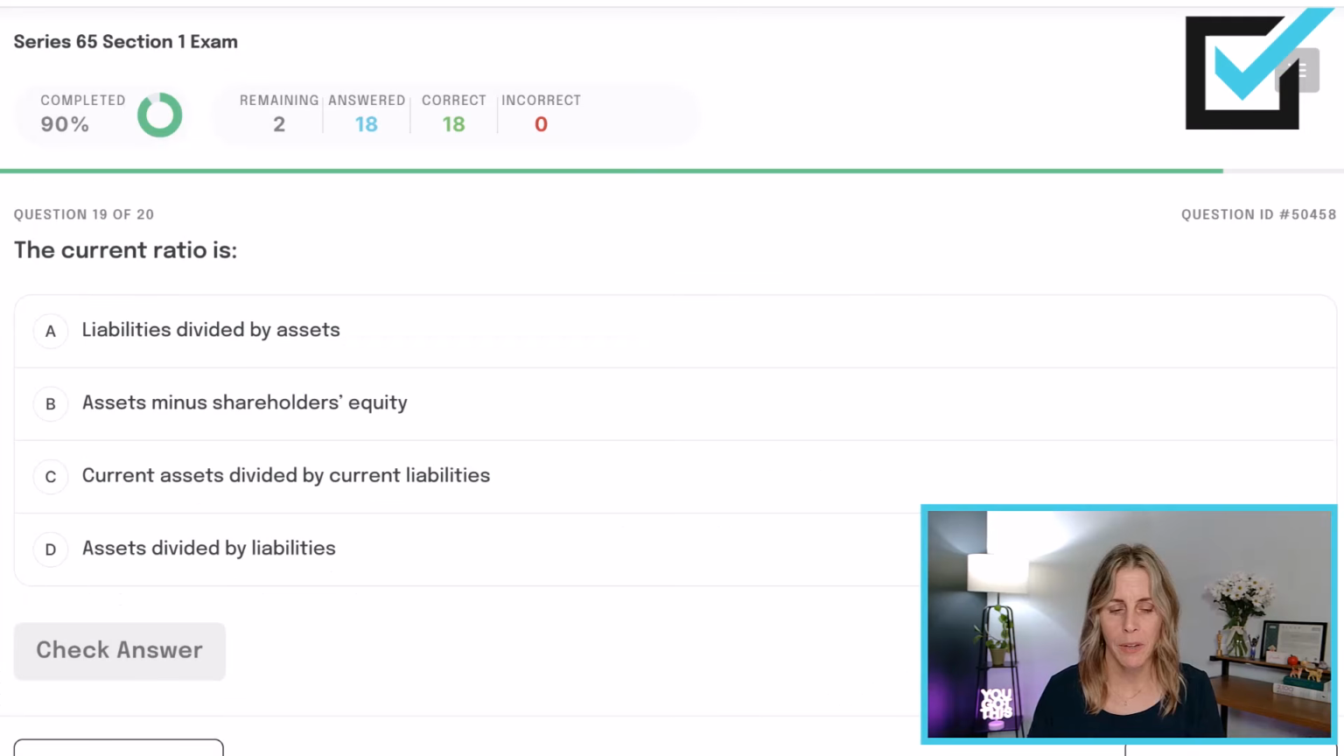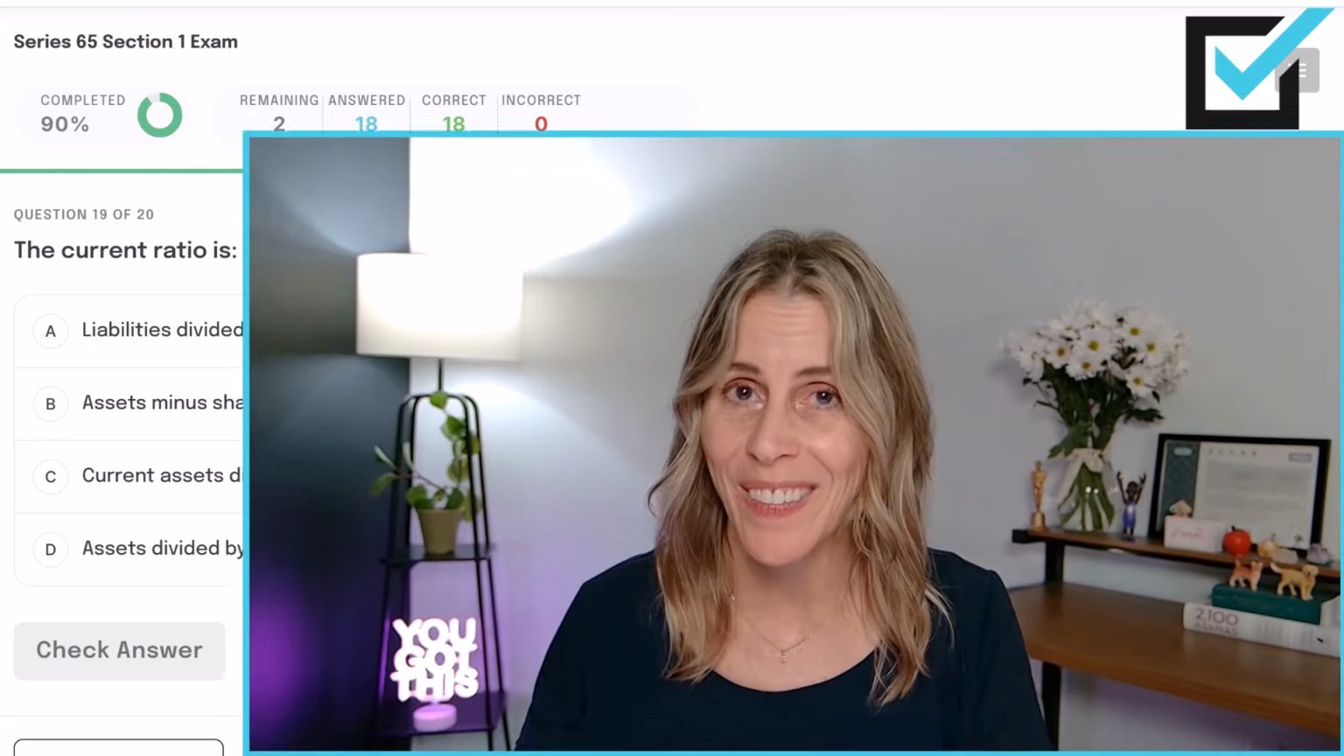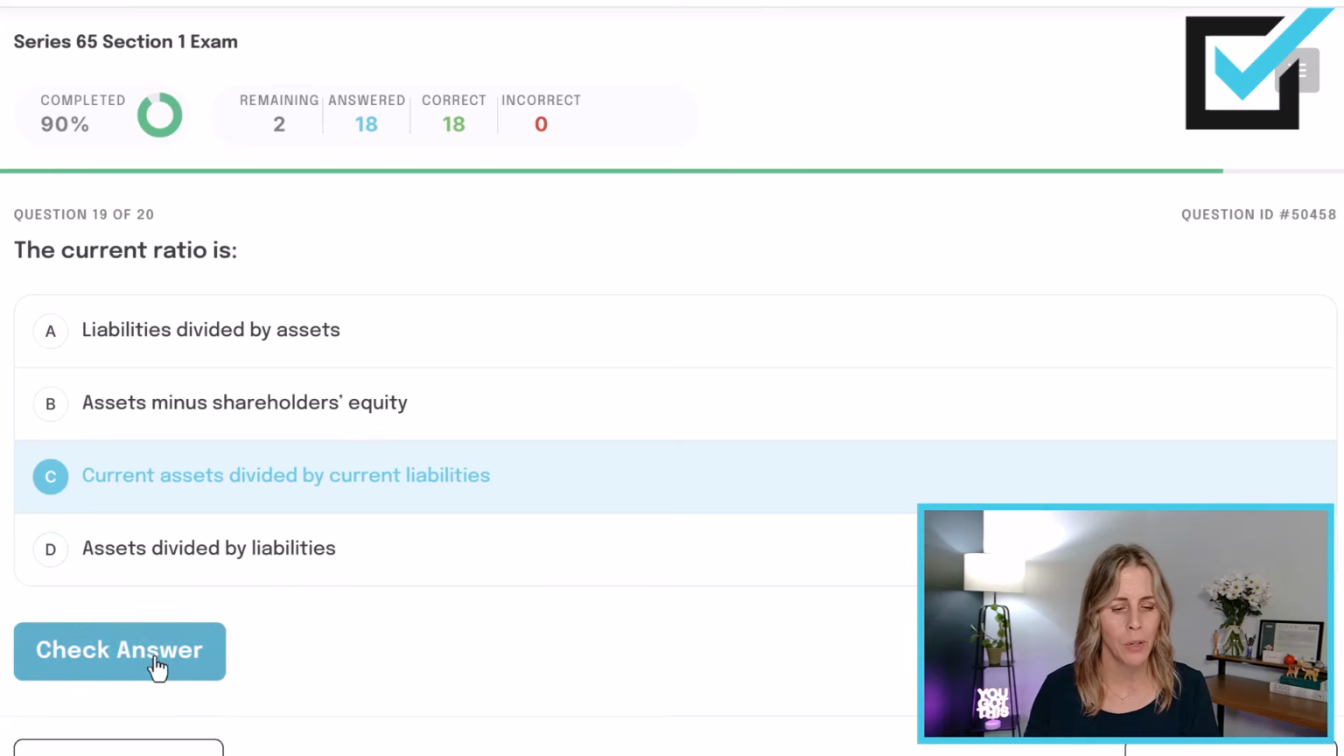Interesting. The current ratio is liabilities divided by assets, assets minus shareholders' equity, current assets divided by current liabilities, assets divided by liabilities. The current ratio is a ratio that's good for comparison purposes when you're looking at two different companies. It is current assets divided by current liabilities. Working capital is a dollar amount, not good for comparison purposes. It does measure a company's ability to withstand a short-term economic crisis, since current assets are assets like cash and inventory, accounts receivable, things expected to be cash in the next 12 months.